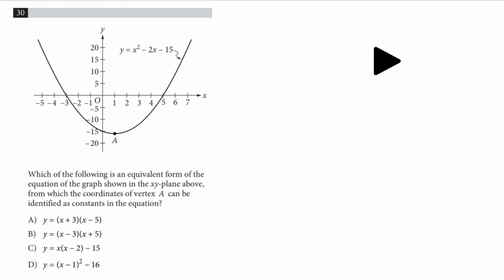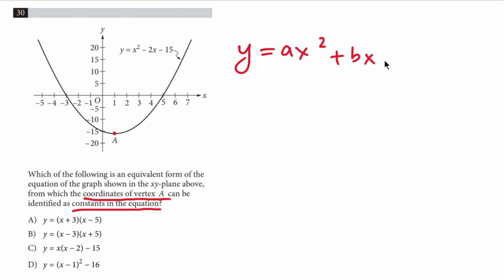Which of the following is an equivalent form of the equation of the graph shown in the xy plane above, from which the coordinates of vertex A, well, this is the vertex, can be identified as constants in the equation? Now, first of all, let's take a look right here. This is a parabola, and it's made up of a quadratic equation, the general form of which is y is equal to ax squared plus bx plus c. That general form is represented right here.